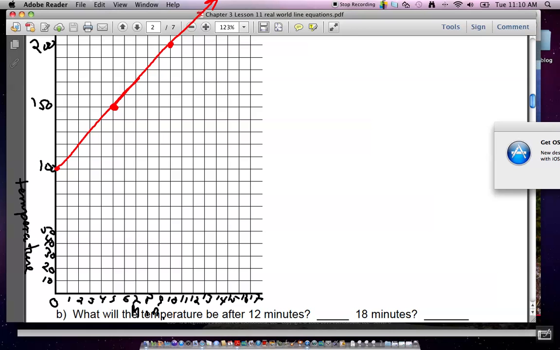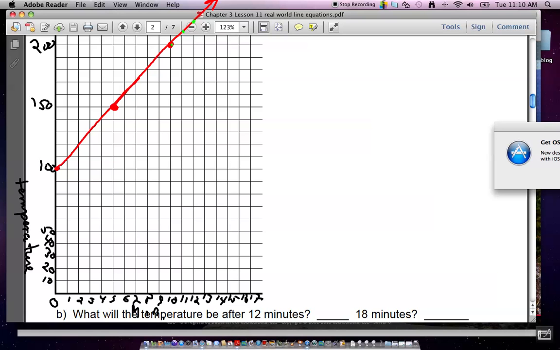Talia, what do you think? I think it's 220. I think you're right. Okay. Now, the way we can do that is as follows. Isn't it true that at 10 minutes, and I'm going to change color here for a second, isn't it true that at 10 minutes we were at 200? So at 11 minutes I'm at 210, and at 12 minutes I'm at 220.